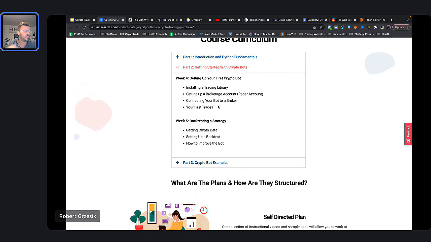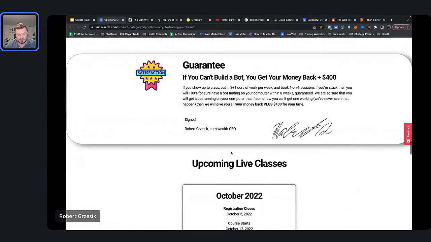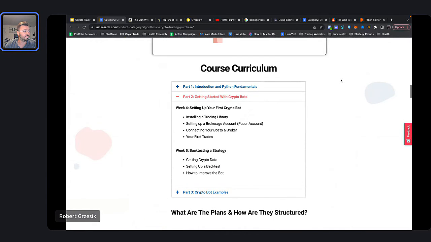And we'll make sure that everyone in the class by this point has a trading algorithm that works and is trading on their computer. We actually even have a guarantee, by the way, down here. If you can't build a bot, then we'll give you all your money back plus $400, right? That's my guarantee to you guys. I'm very confident that you'll be able to build out algorithms. I've never had a student go through our classes that has not been able to build an algorithm and start trading. This includes people that can barely use computers.